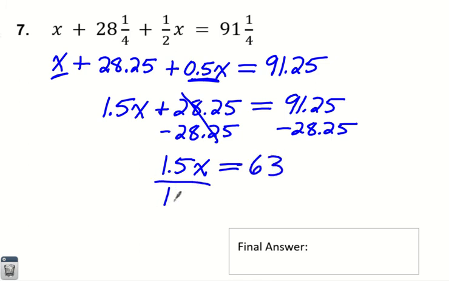Okay, and now we're going to finish getting x by itself. Dividing by 1.5, and we get 42. So the final answer ended up being a very clean 42, not 42.25 or whatever. No worries, really all that matters is the final answer, and it's nice and clean, a whole number, 42.